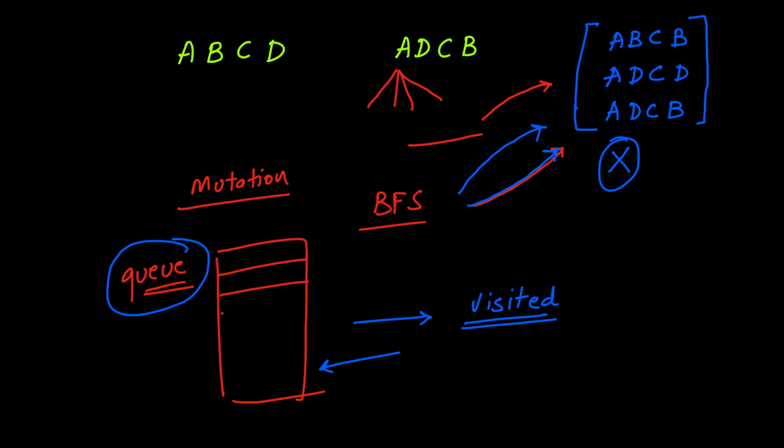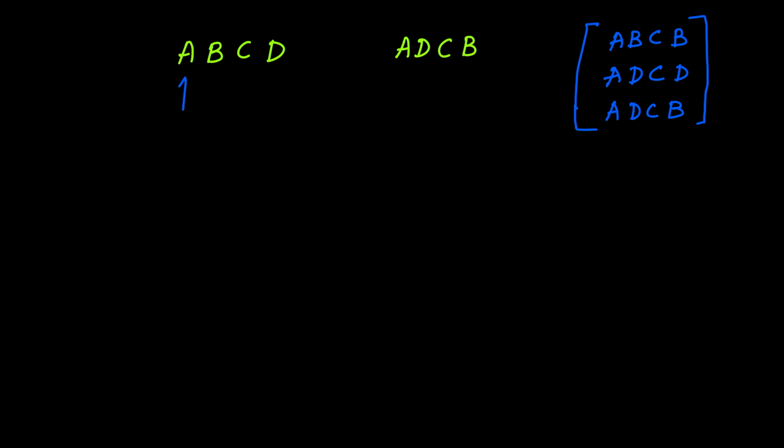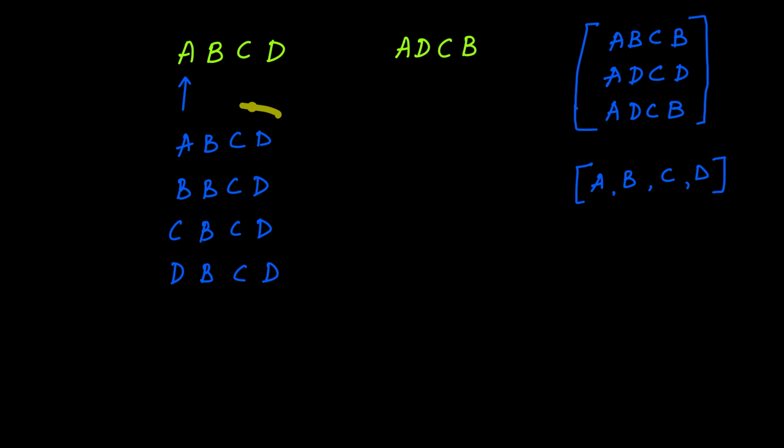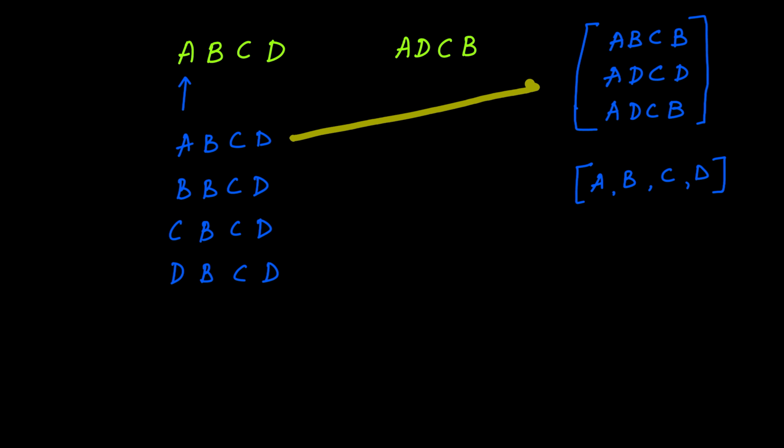Now let's do a quick dry run to understand how the queue and this visited array will help us solve the problem in a better way. Let's start with the first character A and identify all possible mutations. These are all of the possible cases that we can do by replacing the first character. Now we'll check each of them against the bank to see which one exists.